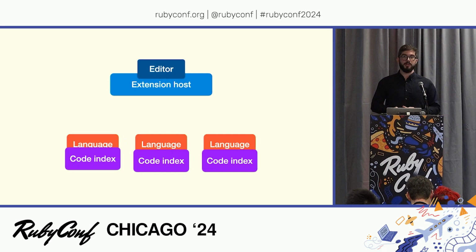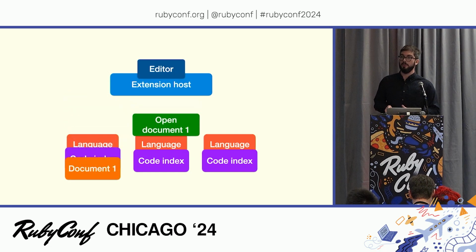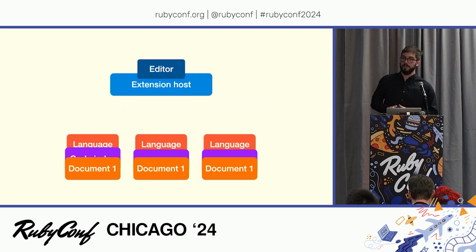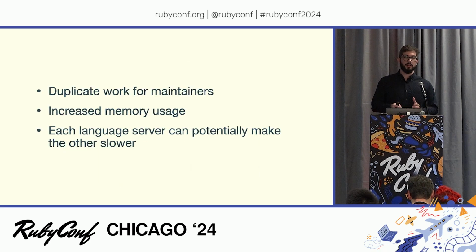And then for every single operation you do in the editor, like opening documents, those operations are also going to be replicated for each language server, which are also going to maintain duplicate representations of all of the documents you're interacting with. It's a lot of duplicate work for maintainers who end up having to solve the same problems over and over again. But it's also increased memory usage, and under certain conditions, one language server could potentially make the other ones slower.